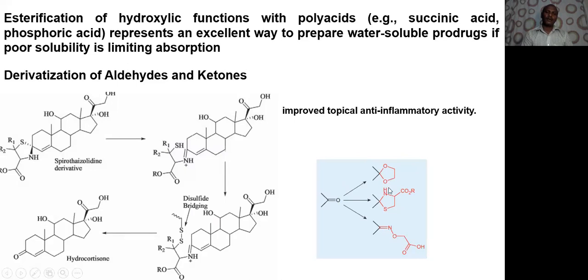How to make the prodrug? If you have a ketone functional group, you can convert it into a diketal, or ethylene diketal, or spirothiazolidine, and then oximes. So these oximes, through a series of reactions, only one example of which I have given, you can later get back your parent molecule.